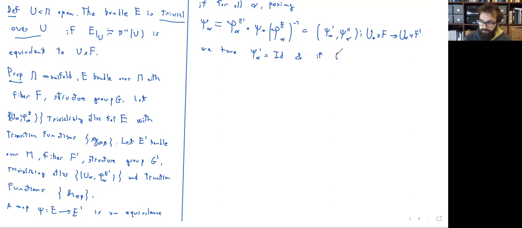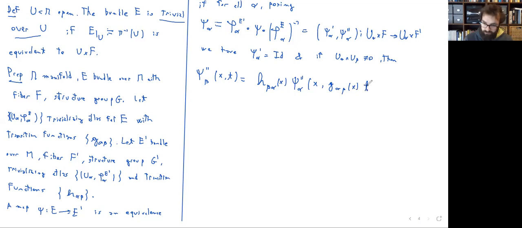And if U alpha intersected with U beta is non-empty, then the things match well, meaning that if you just look at the second component, phi beta second of (x, t), where x is an element of U alpha and t is an element of F, this is the same as h beta alpha of x times phi second alpha of x, applied to g alpha beta of x. So this is the action, and this is also the action. And we'll call this formula here star, let's give it a name. And vice versa.